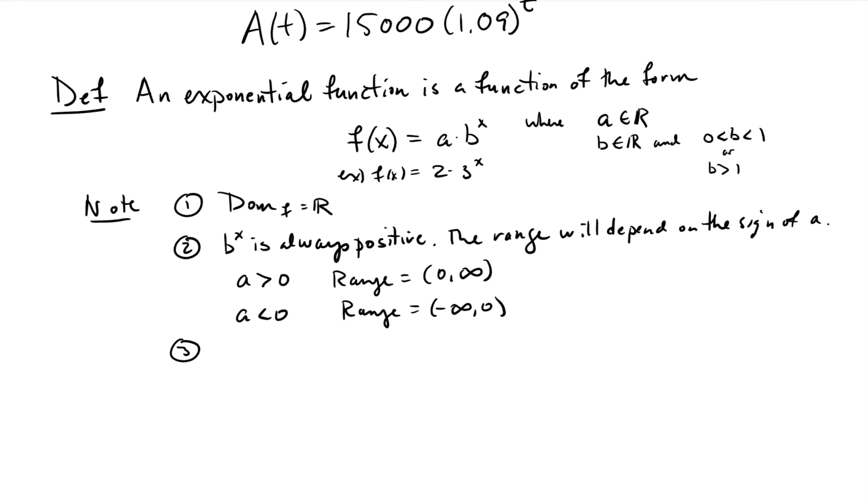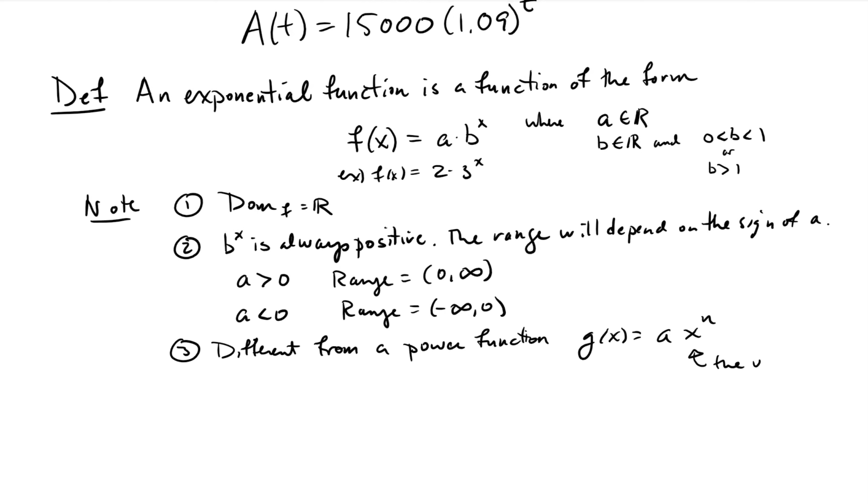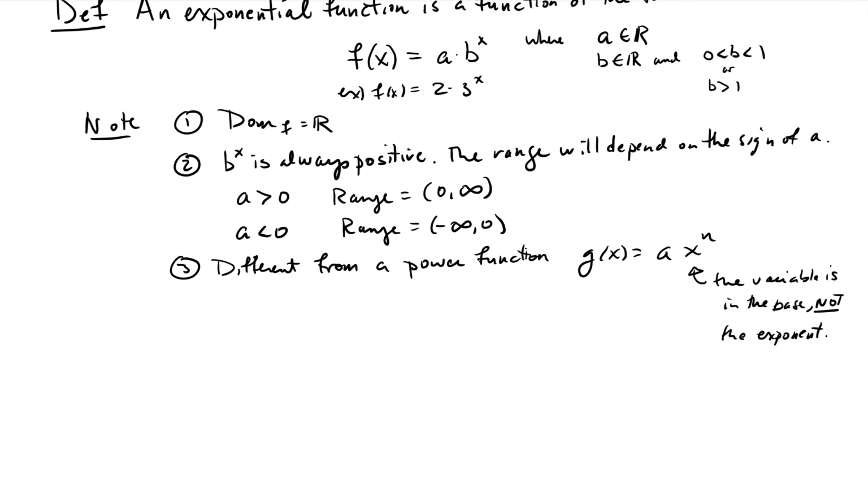Third thing to note, which I've mentioned before, is that this is different from a power function. Let's say g of x is a x to the n. So here, the variable is in the base, not in the exponent. So this is how you can tell if you're dealing with an exponential function or not. Typically, there's going to be a variable in the exponent.